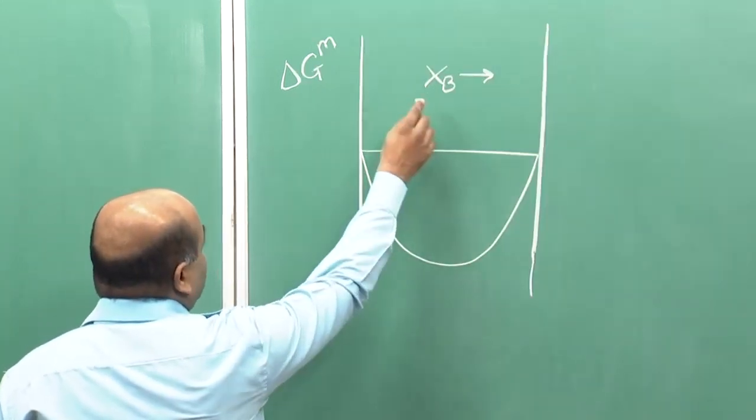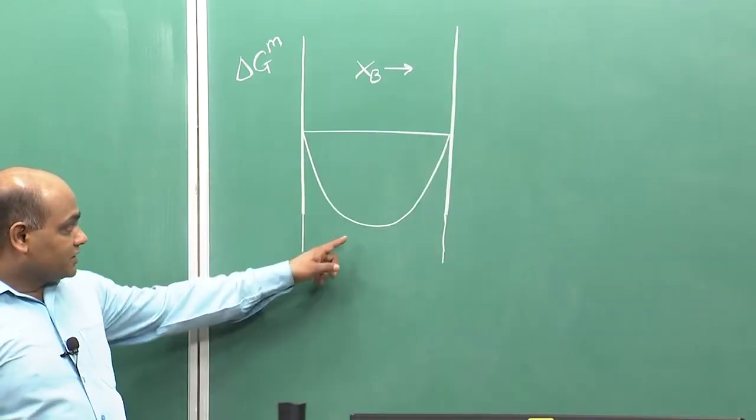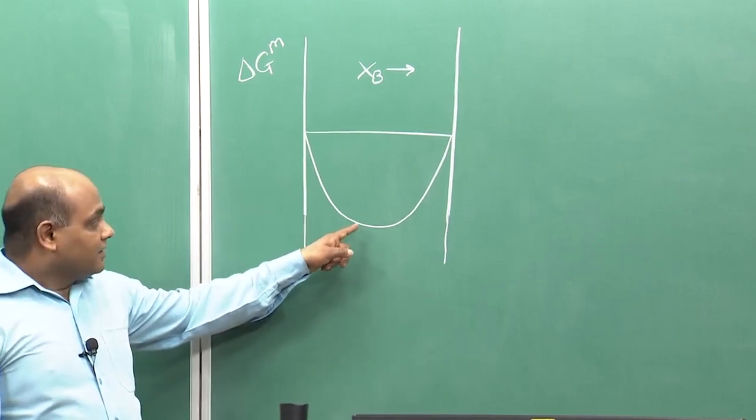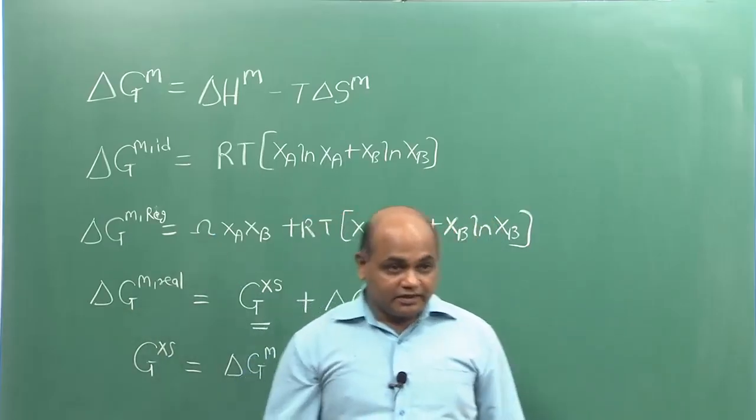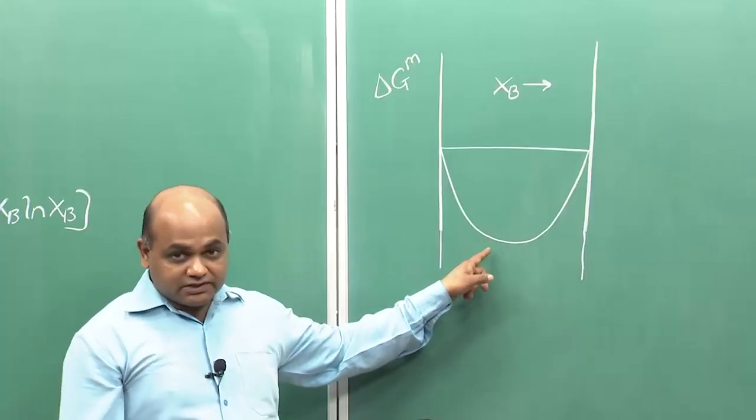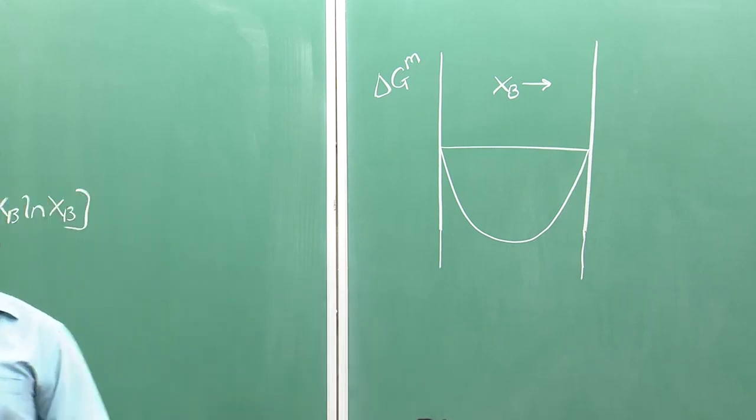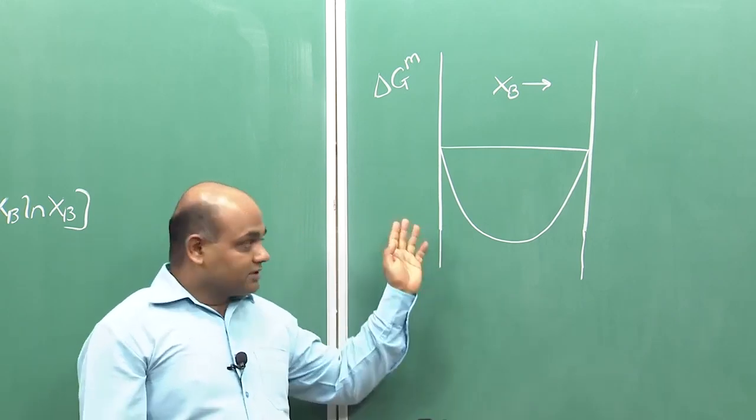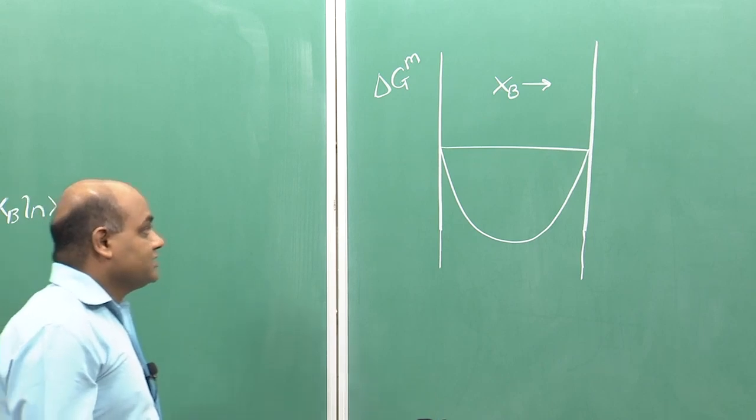So, we are drawing delta G m versus x B. Now, I have drawn this curve to be symmetric, right, because I am assuming constant value of omega, right. But this omega may change as a function of composition, in which case the curve will not be symmetric. Okay, but for simplicity, let us just work with the symmetric curves of delta G m versus x B.